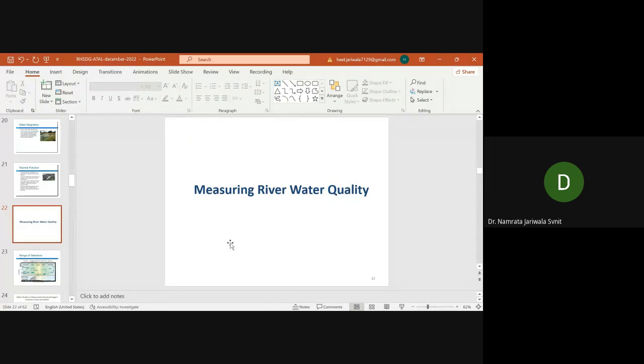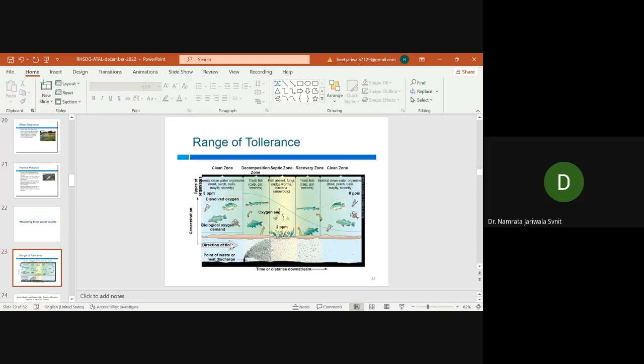Now, the very important thing is how to measure the river water quality. So healthy streams, how to manage and how to measure. The very important parameter that we all know is nothing but the dissolved oxygen. Generally, the fish is a very good indicator of this. When you can see the fish in the water bodies, at least 3 milligram per liter dissolved oxygen is available. So dissolved oxygen is a very, very important test, or an indicator.